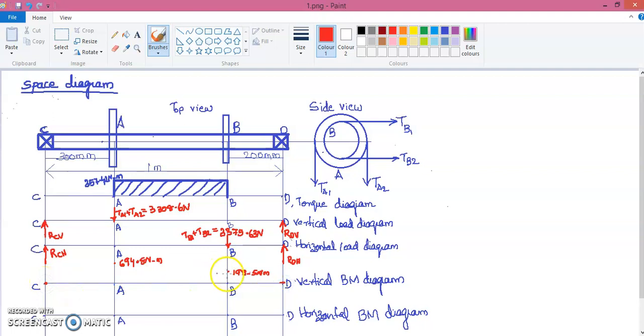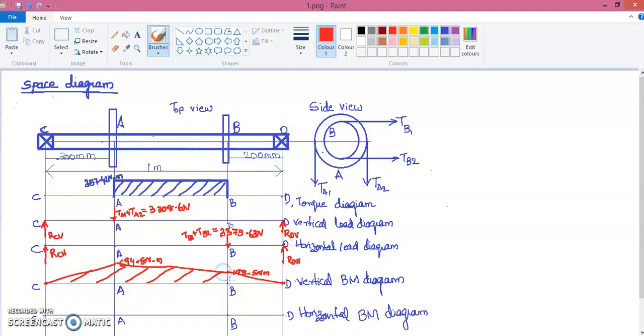So proportionately we are marking these points, 694 and 198. Now we can join these points with a straight line. So I'll join these points here, and similarly this point, and then I can join it to the point D. So this is our vertical bending moment diagram.